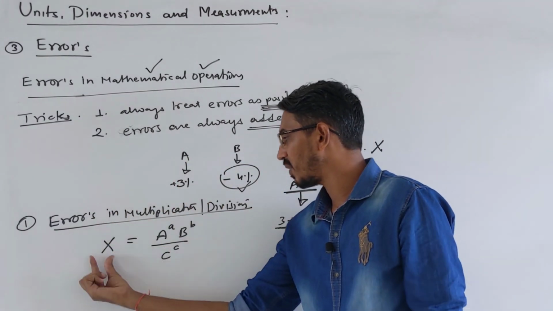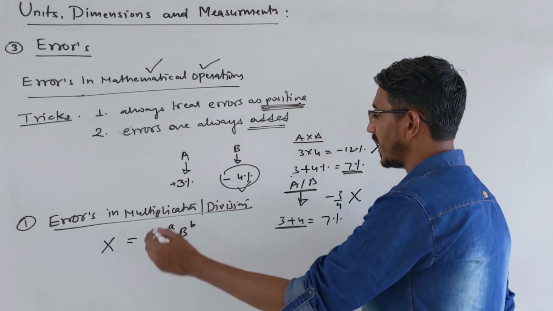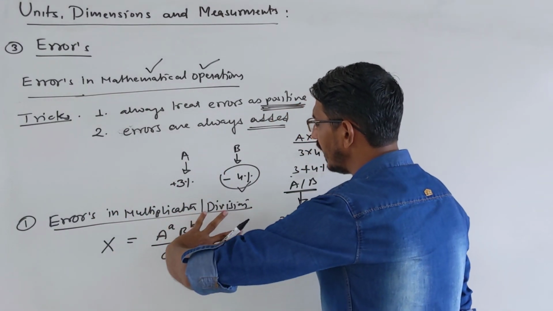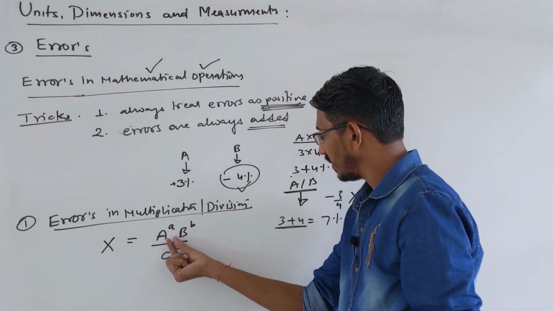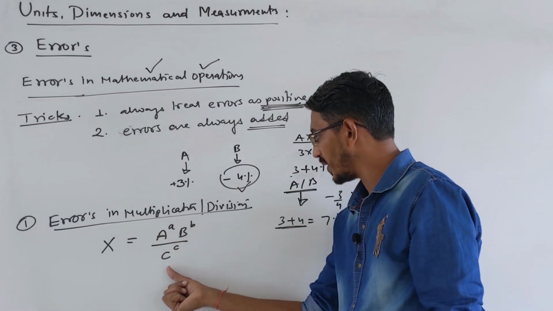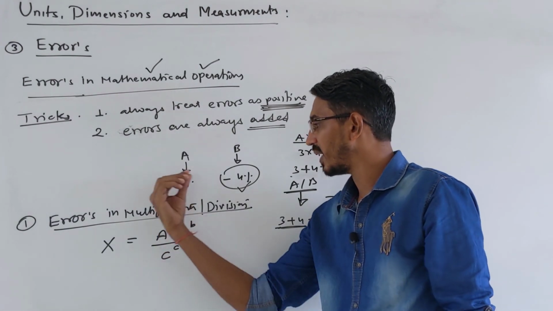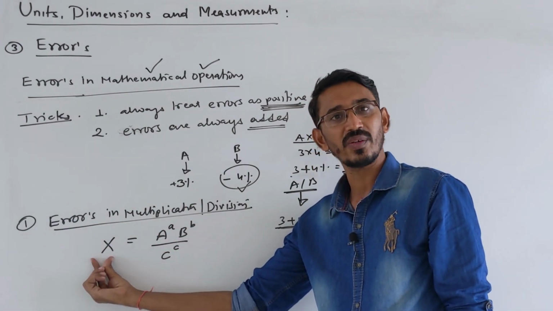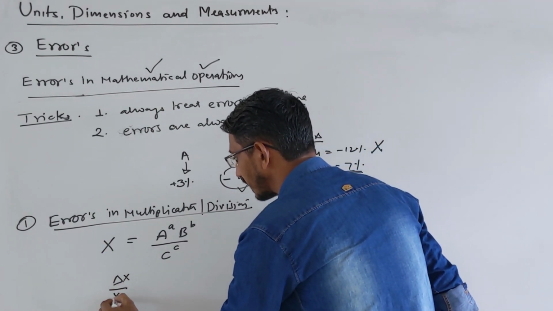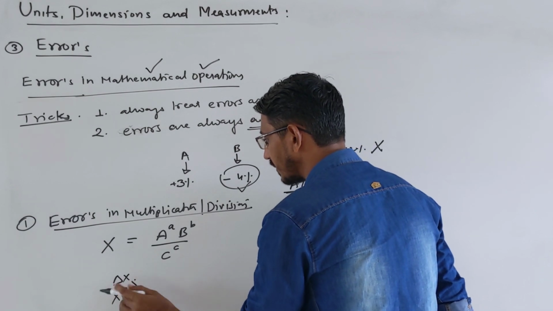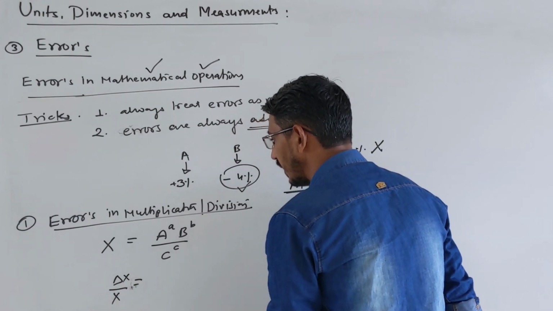They ask us what's the error in x. So how do we write it? What's the rule that says that in multiplication and division the relative errors get added? The sum of the relative errors of the individual quantities like a, b, c is simply equal to the relative error in that quantity. You can write it like del x by x, or if you want it in percentage, I can write percentage. Okay, let me write the relative one first.